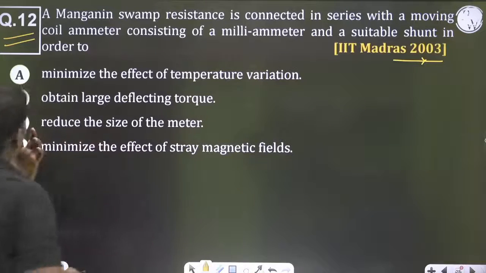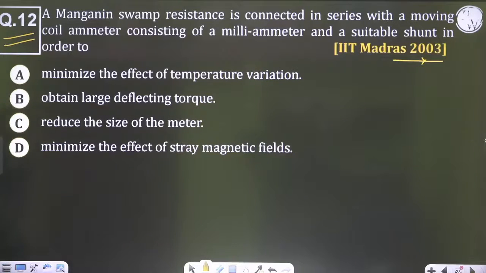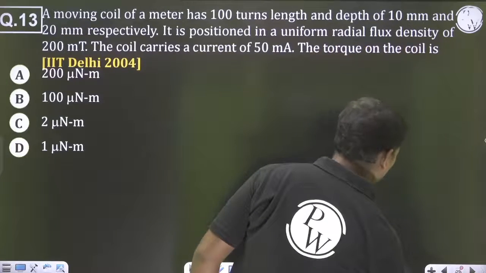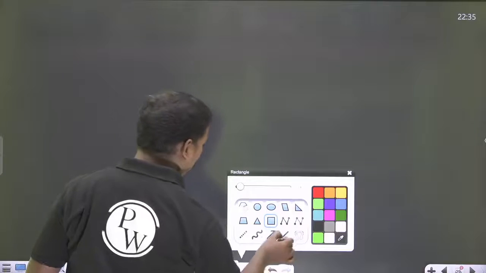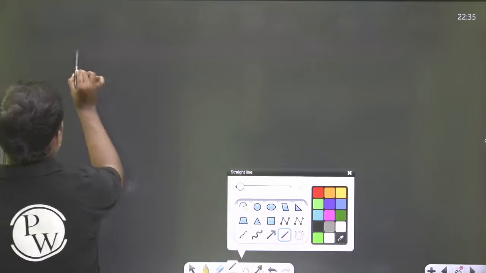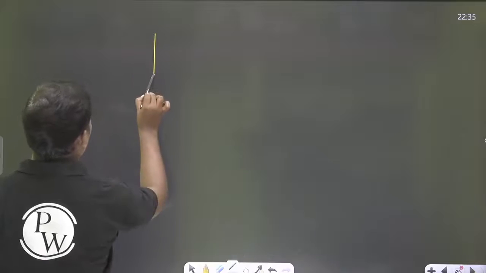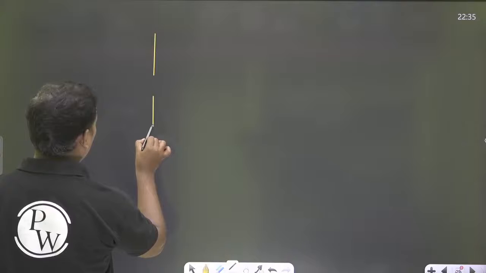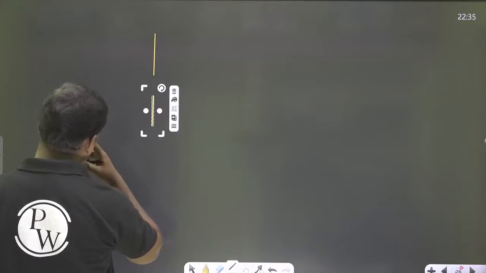Option A, minimize the effect of temperature variation. Option B, obtain large deflecting torque. Option C, reduce the size of the meter. Option D, minimize the effect of stray magnetic fields. So how to understand this question? See, if you take the PMMC as ammeter, I will take the diagram like this. So this is my meter and this is the meter resistance inside.